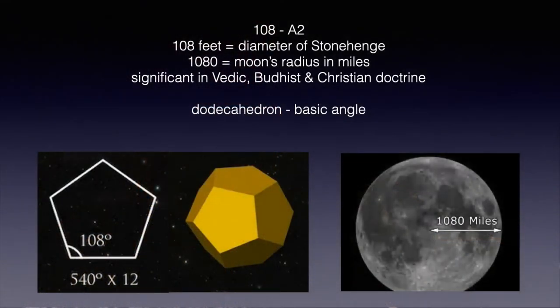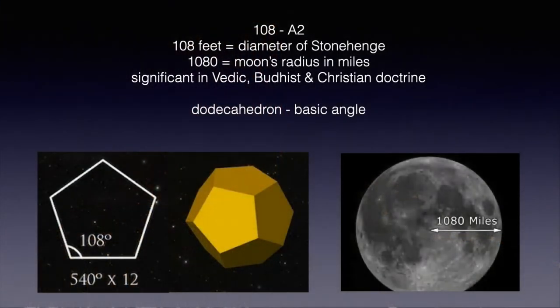So this angle right here is the angle of the pentagon, which is the face of the dodecahedron. So 108 is a very important number in Buddhist and Christian doctrine. Even the Vedics have 108 as being very important. And that is an A2, and that means it's the second octave of A. Octave is a kind of a designation. If you look at all the A's on a piano, it goes up in octaves, and that's the second A on the piano scale. So it's interesting that 108 is the diameter of Stonehenge.